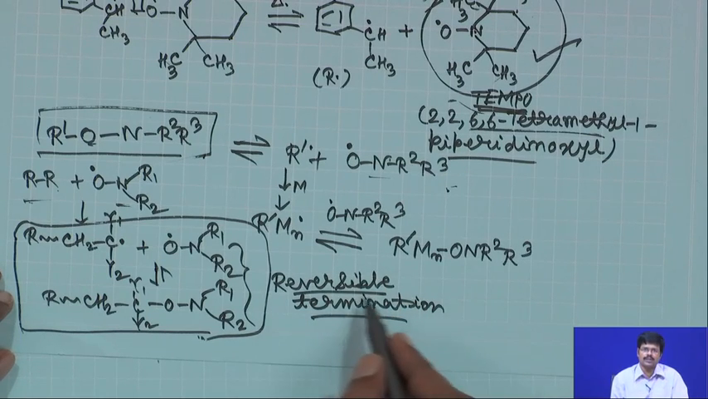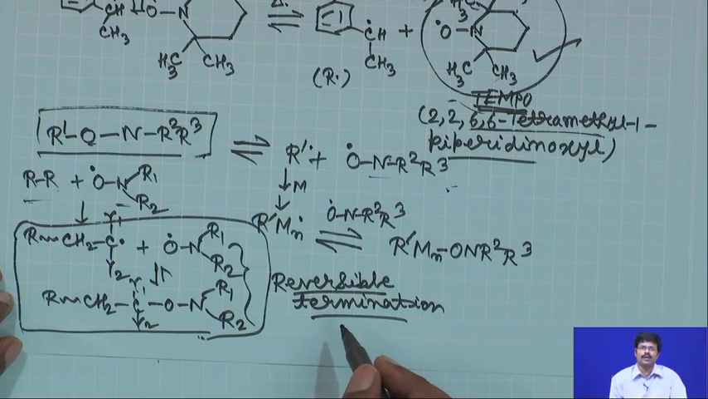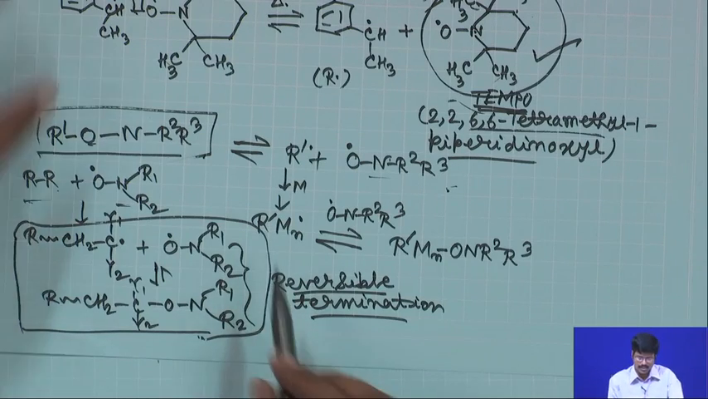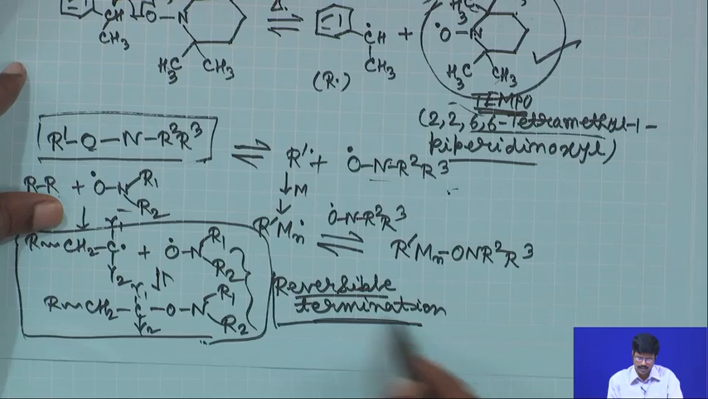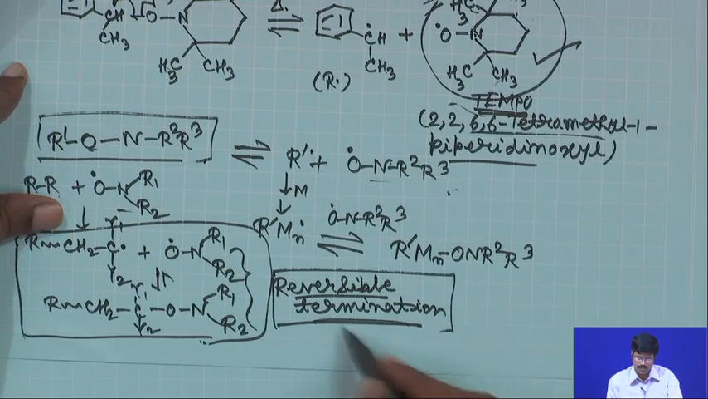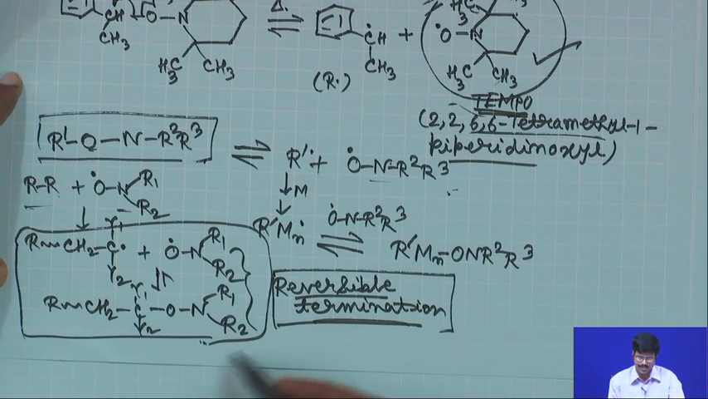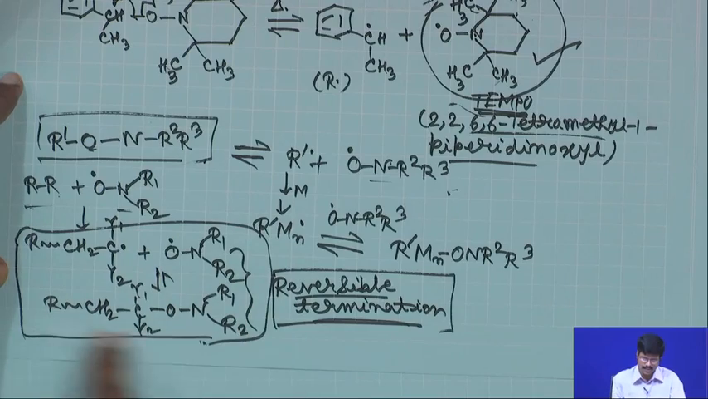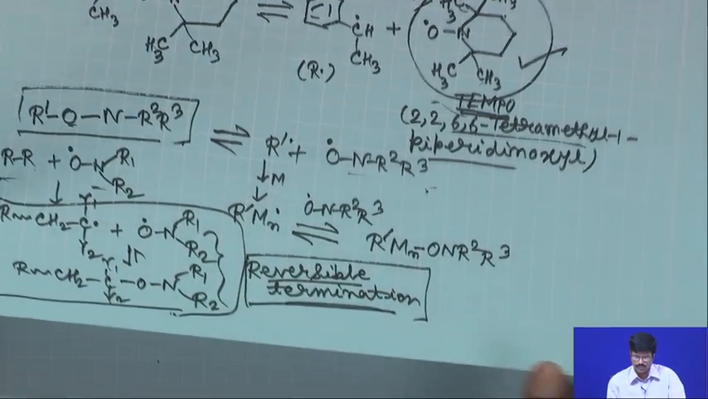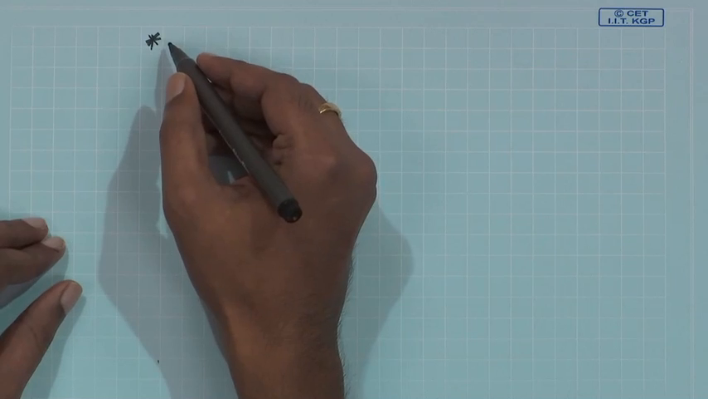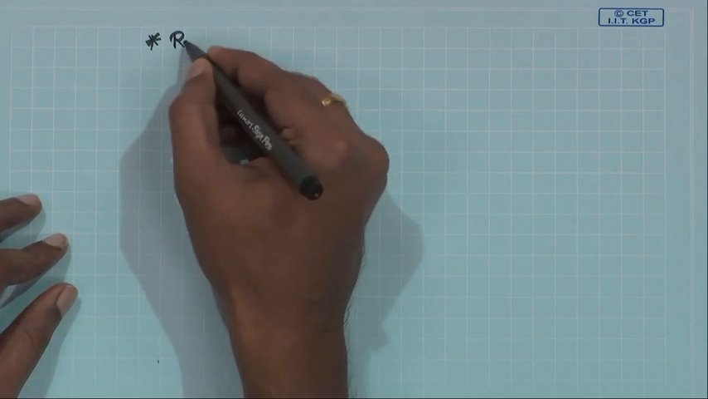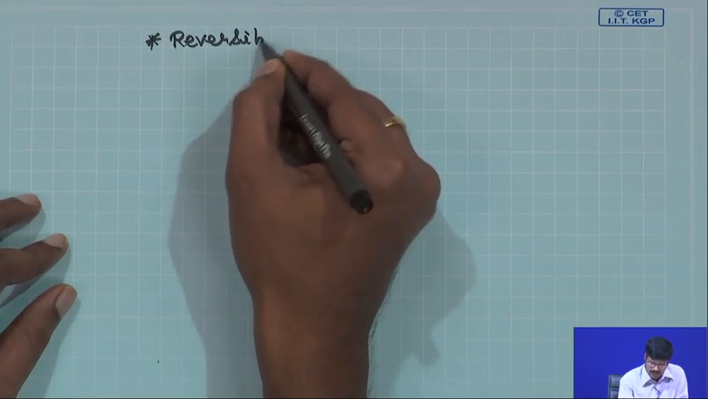So, for the reversible termination step, we have now discussed two of the examples, ATRP as well as NMP. Both of these living radical polymerization processes use reversible termination in order to generate your dormant species. These dormant species then can be reacted with another monomer, so on and so forth. So, finally, we have talked about the reversible termination process through which you can make the polymerization living. One thing remains to be discussed, that is the reversible chain transfer process.